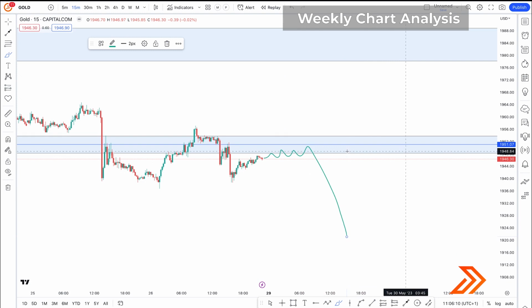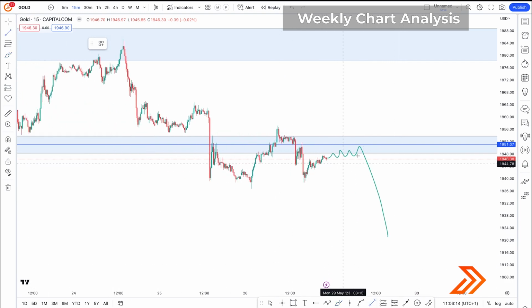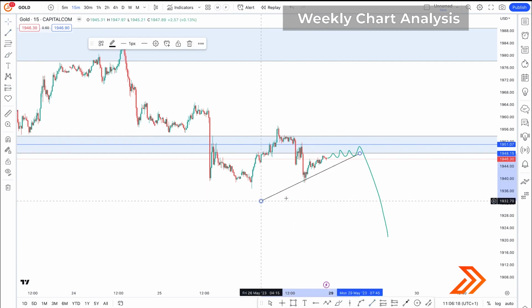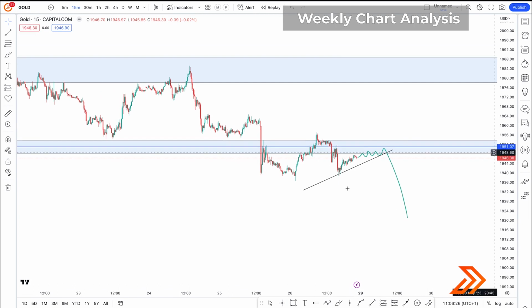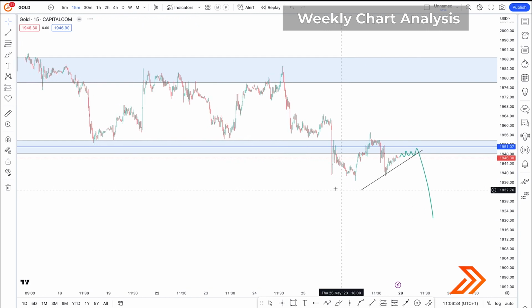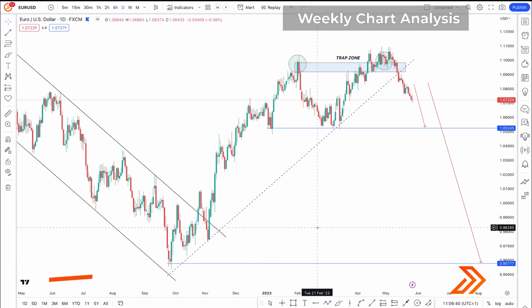So once we have a breakout around this box here, at this zone here on gold, I should be looking to go short from this zone, because there has been more of a bearish trajectory on gold, and I wouldn't want to go beyond that. All right. So yeah, that is that on gold for this week. And then next on Euro USD.